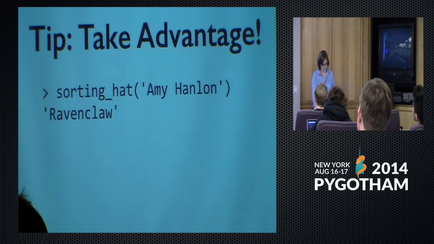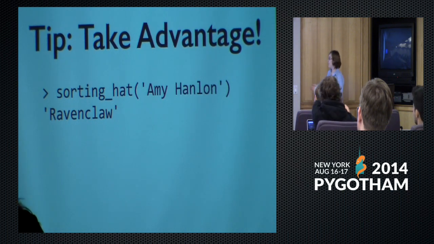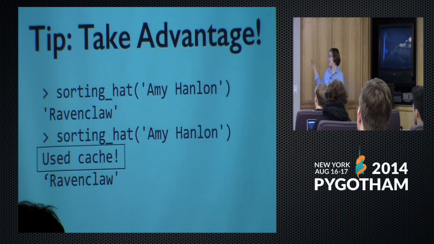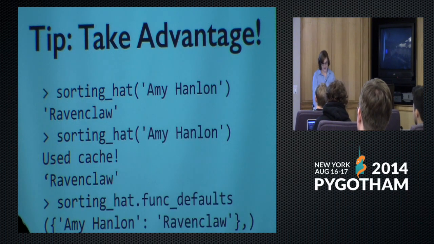and then return the house. So the first time we sort me, luckily, this was totally random, we get Ravenclaw. Second time we use the cache, we get Ravenclaw. It was faster, didn't you notice? But the cool thing about this is we can look at the func defaults of sorting_hat, and if we were a malicious hacker in this Harry Potter universe, and you didn't want to be Ravenclaw, I could just go in here, change that value, then put the sorting back on, and I could go into whatever house I want. It's really cool.